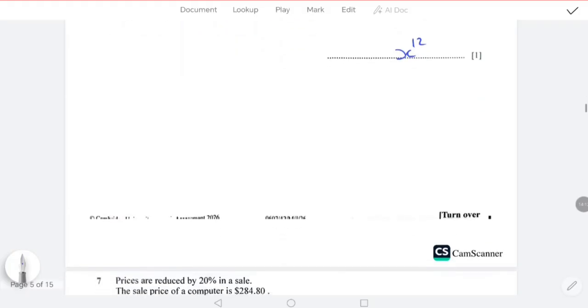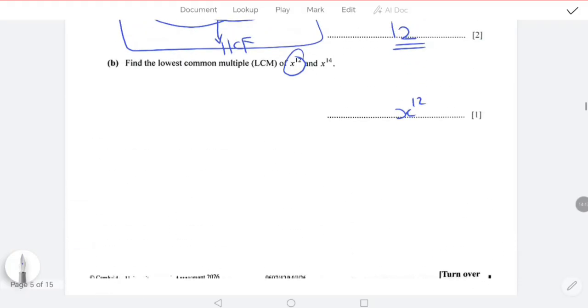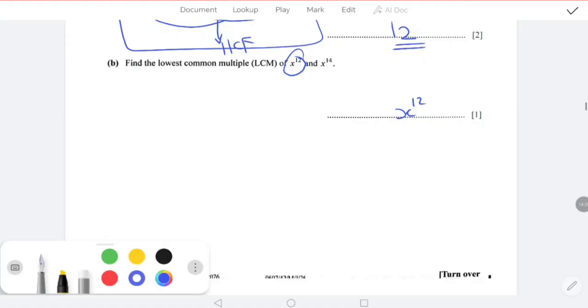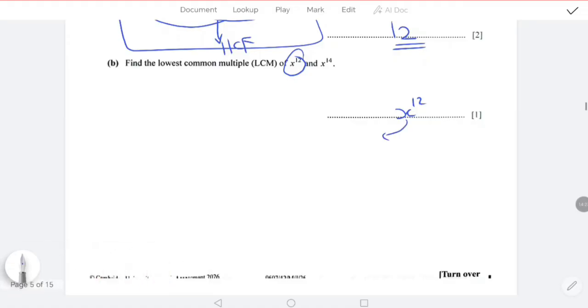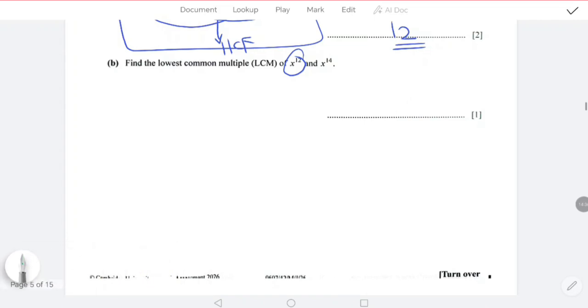Now, wait. I mean, this is what I did. This is HCF. No, wait. The common between them, HCF. Yeah, that's my bad. Sorry. So x to the power of 12. This is if I want to find HCF.